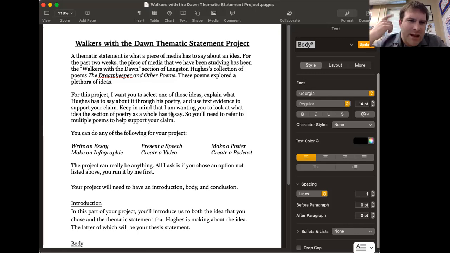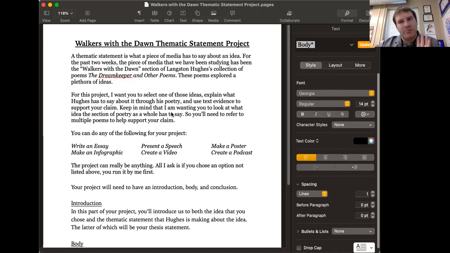You're going to use text evidence to support your claim. Keep in mind that I'm wanting you to look at what idea the entire section of the poetry is talking about as a whole. So all 14 poems, I want you to look at the bigger idea. So you're not just picking one poem and telling me what the idea is.